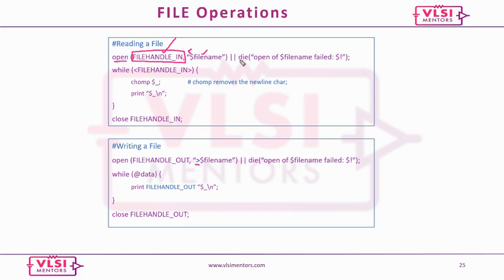Next is die. What if the file is present? Well and good, it will try to open. Now, what if the file does not exist? It will print this information. It is a die, which means it will come out by printing this message: open of dollar file name failed. It would print this message saying this particular file does not exist or does not have permissions and so on.